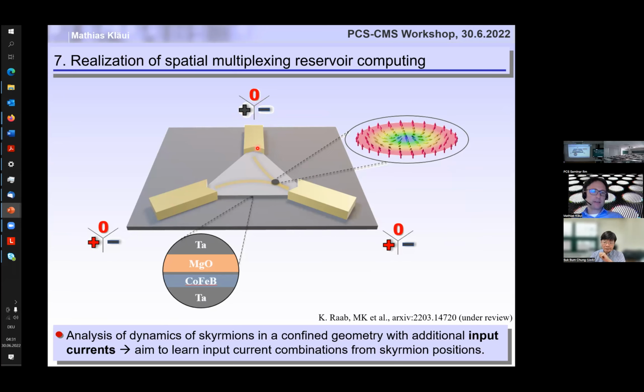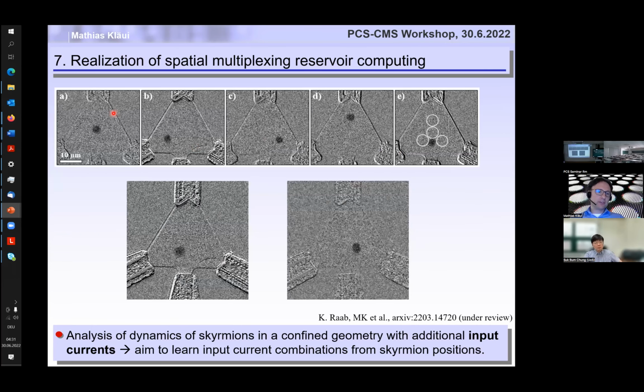And with that, we can then actually drive currents through our triangle. And this driving of the currents through the triangle will then move the skyrmions into different positions. And these different positions can be read out locally, for instance, by TMR junctions. And then we can use this to detect information, or to learn information that we feed in through the input. So the input in our case is actually currents. And you see an example.